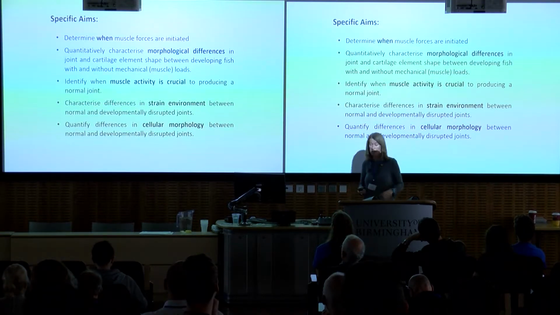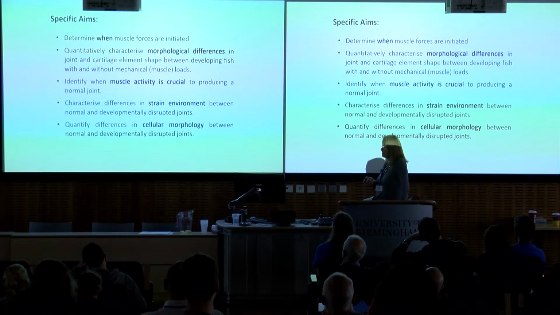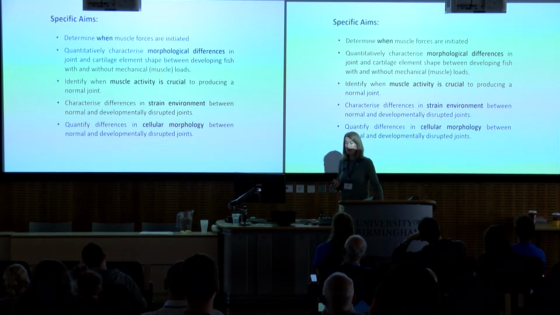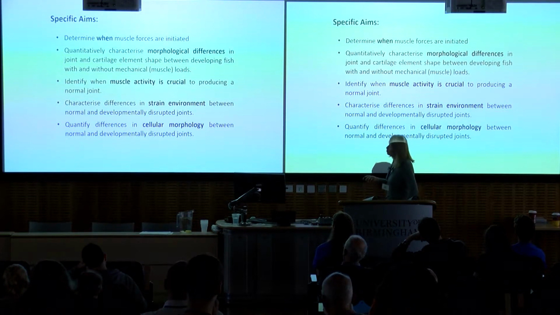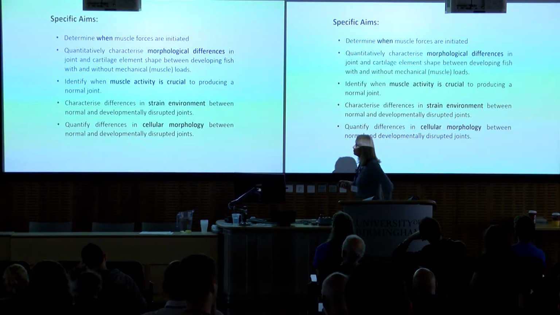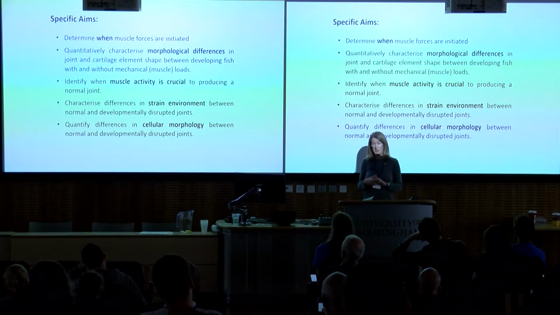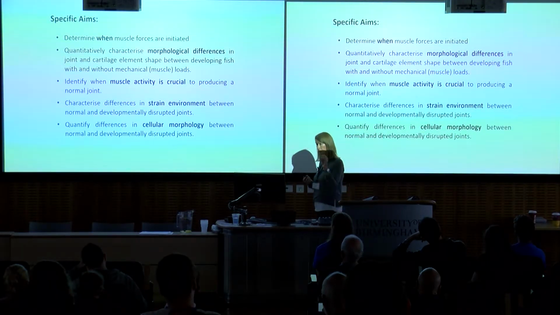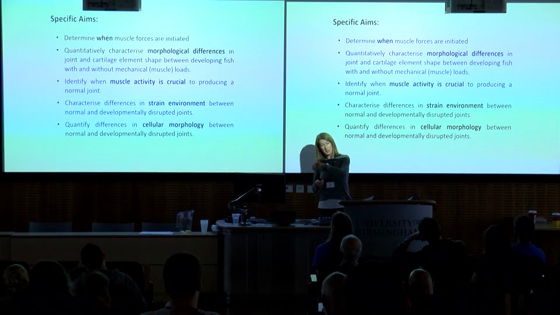So what we were looking at for this study then was we wanted to know when the muscle forces were initiated in those very early embryonic stages, and to look at the morphological differences in the joint and cartilage element shape in fish that have and don't have mechanical loading during development. So then drilling down into that, we looked at where muscle activity was crucial to producing a normal joint. And then we looked at the differences in strain environment between the normal and the developmentally disrupted joints, and then to see if that led to any differences in the morphology of the cells. So we could then actually look at the mechanism by which those mechanical loads might be affecting strain, which then might be affecting what the cells are doing.